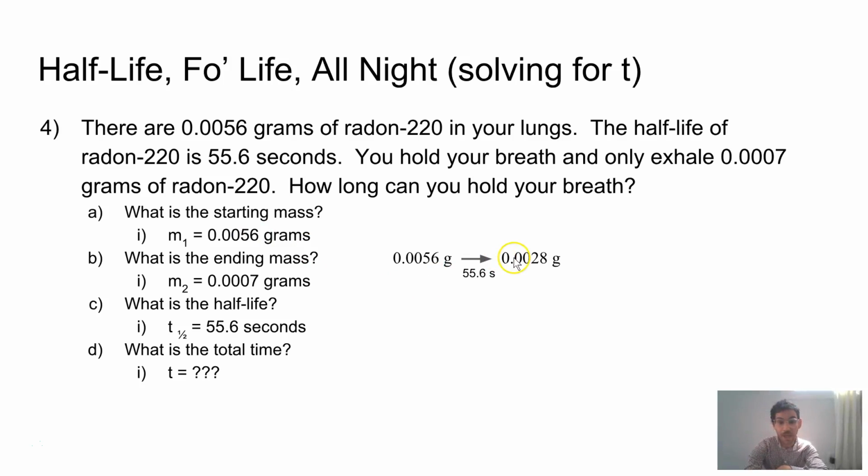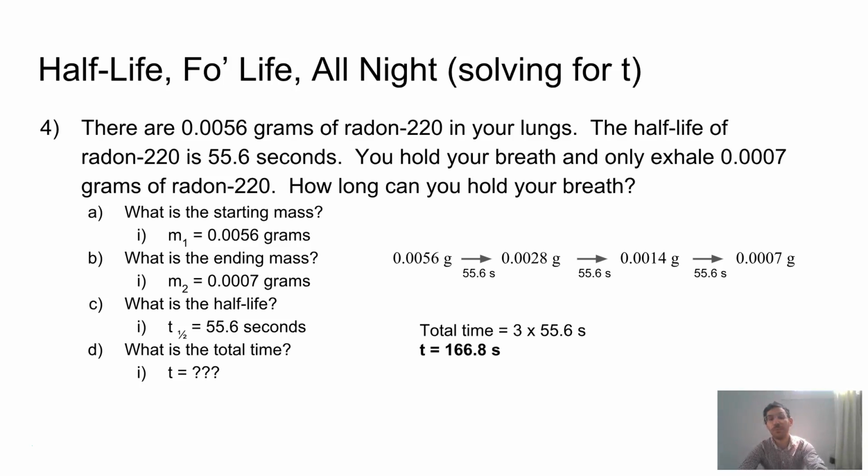And I'll say, okay, that's going to be 0.0028 grams. And I'll take a note of how much time went by. And I'll cut it in half again. And I'll cut it in half again. Oh, cool. And now we're at our 0.0007. So I know that 1, 2, 3 half-lives went by, or 55.6 seconds times 3, giving me a total of 166.8 seconds.